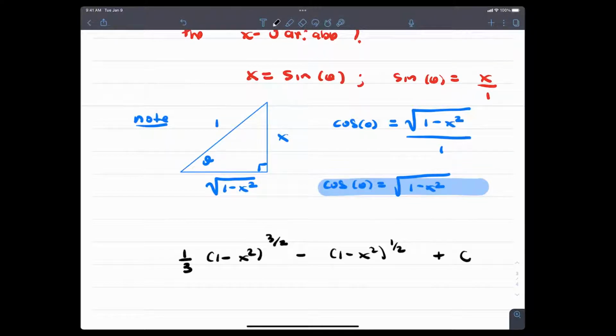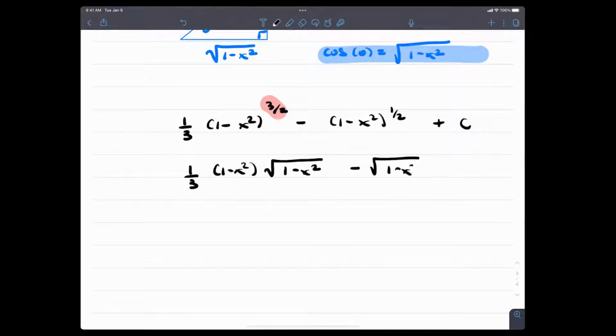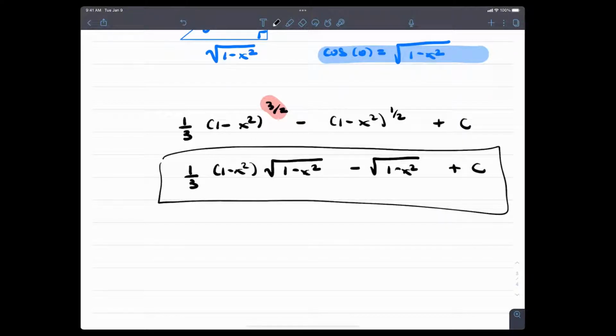All right, and then remember this simplification that 3/2, right? If you guys remember from Calculus 1, you actually see a lot of that kind of thing happening. So in Calculus 1, you might put 1/3, 1 minus x squared. That's the 3/2. That's 1.5. So then you say square root 1 minus x squared minus square root 1 minus x squared plus that c. And there you go, ladies and gentlemen.